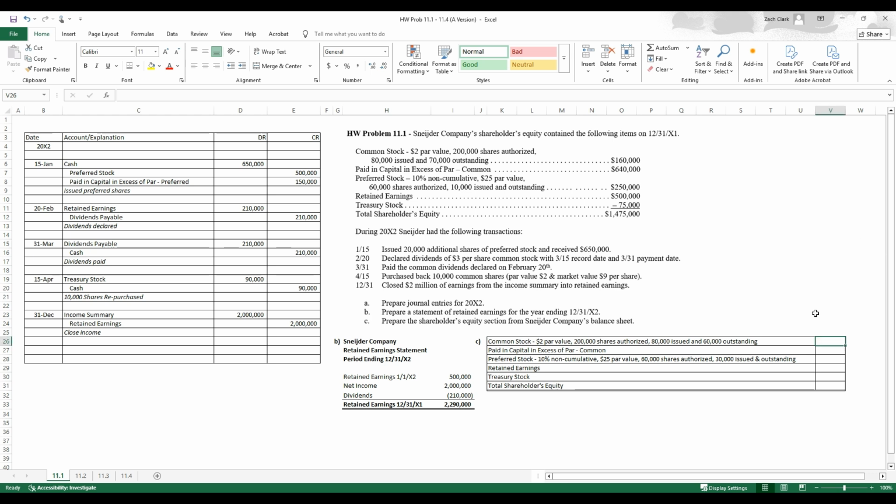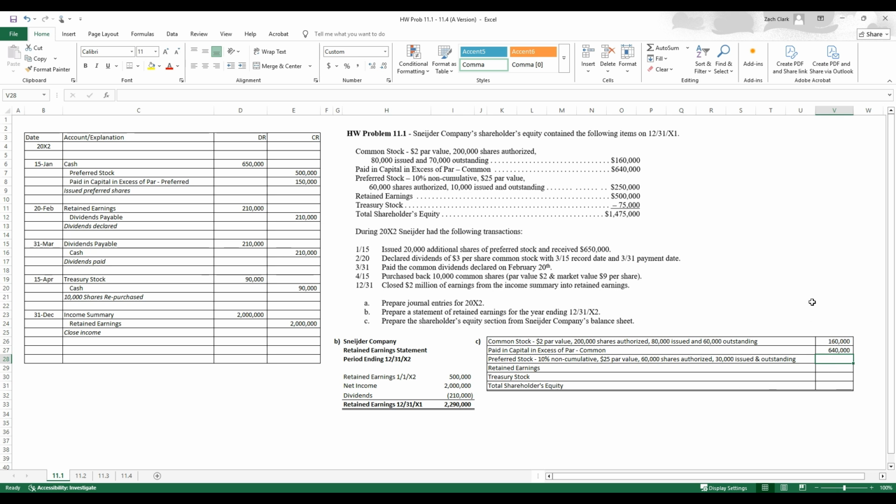So then our common stock started at 160,000. And is there any change there? We have to see if we did any entries to common stock. No, we had preferred stock, but we didn't issue any new common stock. So it's still 160,000. Let me put one more zero. Okay, paid in capital in excess of par, common stock, that's still going to be the same as well. We're looking for journal entries that would affect those things.